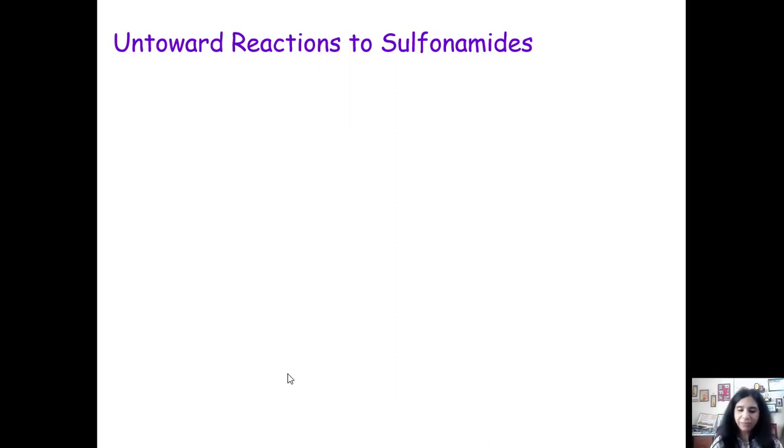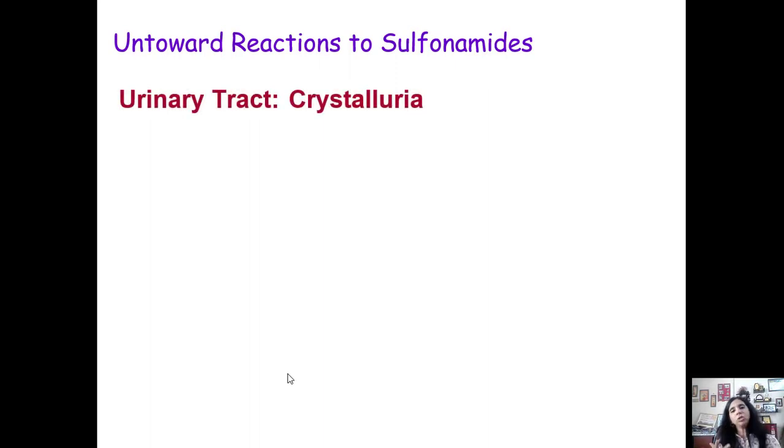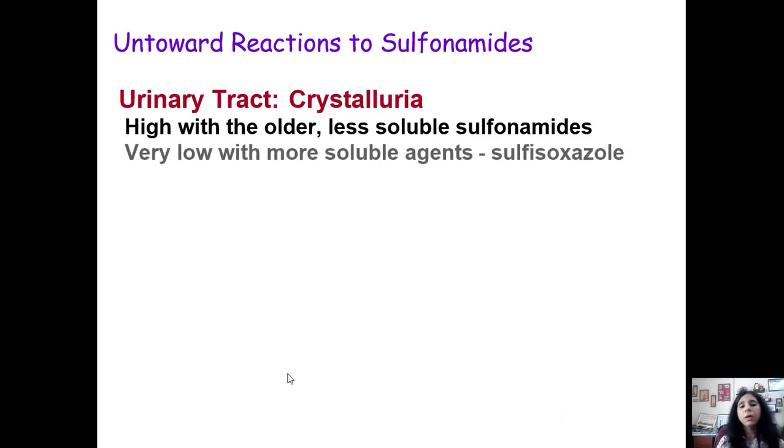But let us have the untoward reactions to sulfonamides. I told you the sulfonamide crystallizes especially in acidic urine, and this forms crystals in the urine. These crystals can behave as renal stones, and that can cause obstructive nephropathy. We can prevent that by instructing the patient to have large amounts of water when taking sulfonamide. You need to alkalize the urine also if required. Acidic urine precipitates the formation of such crystals, so if the urine is neutral or slightly alkaline, it will form fewer crystals. This problem was seen more with the older, less soluble sulfonamides, and very little with more soluble agents like sulfisoxazole.